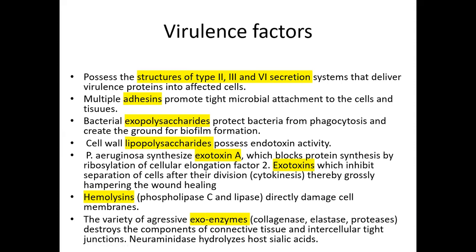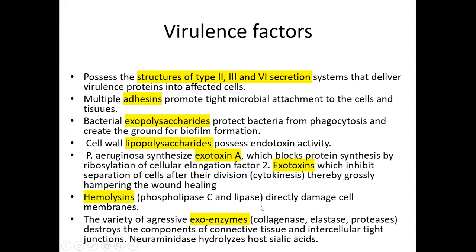Multiple adhesins promote tight microbial attachment to the cell and tissue. Bacterial exopolysaccharides protect bacteria from phagocytosis and create the ground for biofilm formation. Cell wall lipopolysaccharide possesses endotoxin activity. Pseudomonas aeruginosa synthesizes exotoxin A, which blocks protein synthesis by inactivation of cellular elongation factor. Another exotoxin inhibits separation of cells after division, cytokinesis, thereby grossly hampering wound healing.